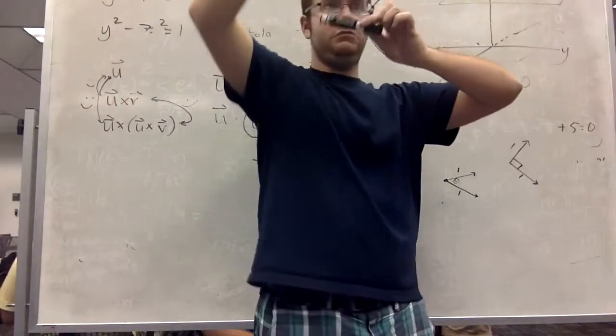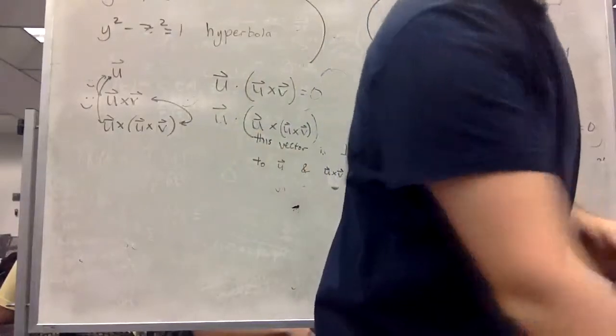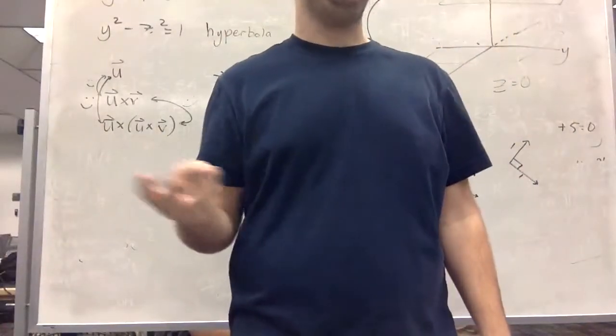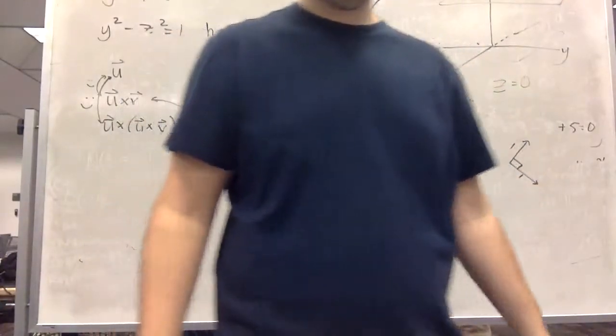Do they intersect? No. These are what are called skew lines. So in space, you have three possibilities. Either they're parallel, they intersect, or they're skew. If you haven't heard the word skew before, then don't worry about this. Okay? It's just a fun problem.